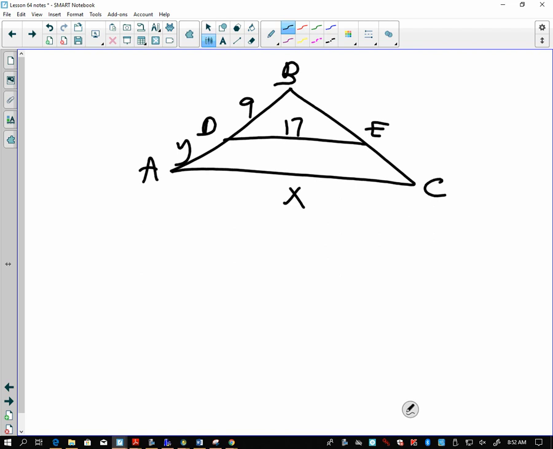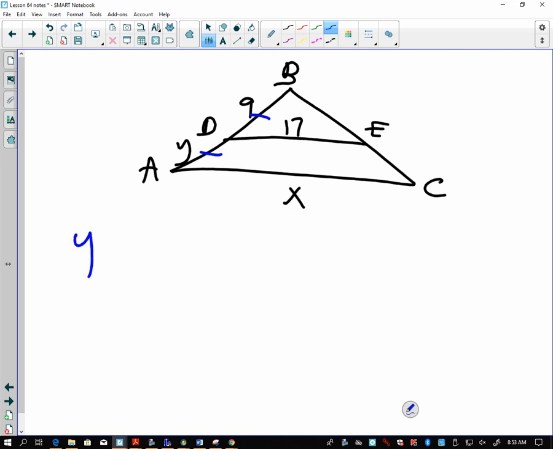DE is half of AC, yes. What do I know about point D? Point D, what do I know about that? If DE is a mid-segment, where is D on line BA? Good, all right, so it's got to be between or the midpoint. A mid-segment has endpoints that are midpoints of the sides that they are on, correct?